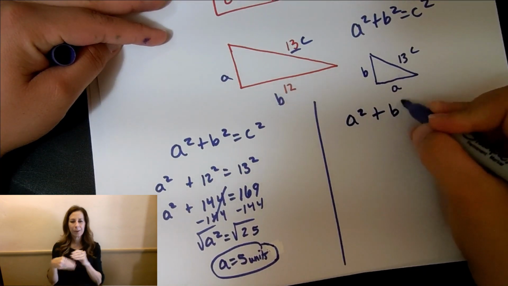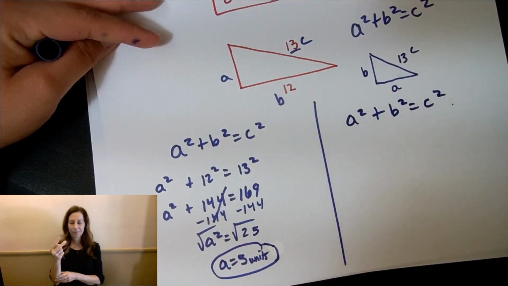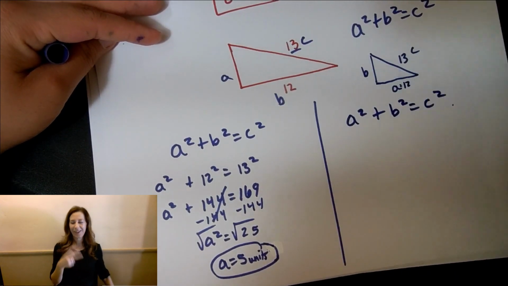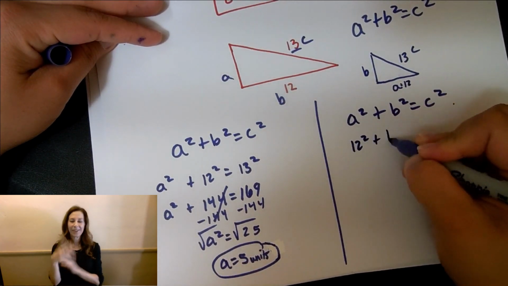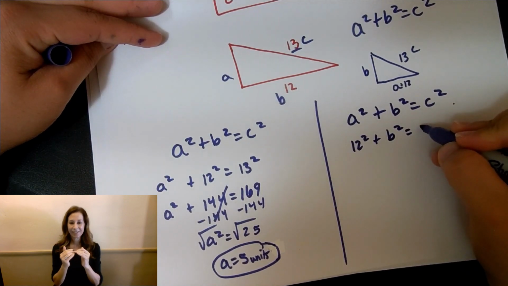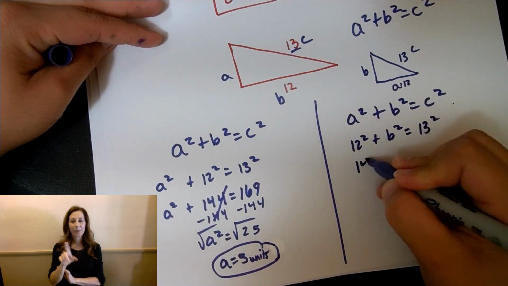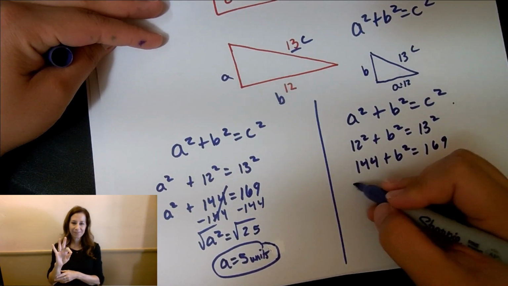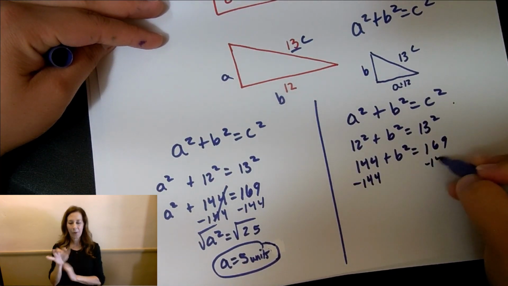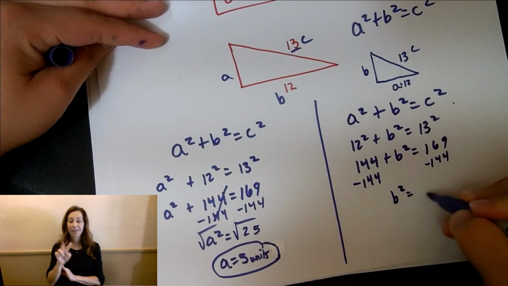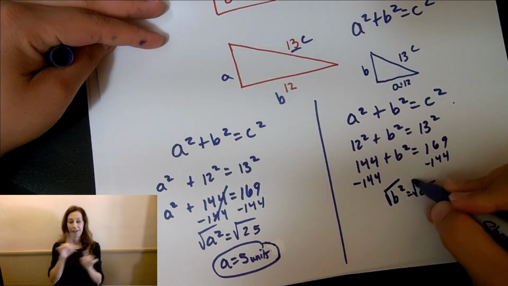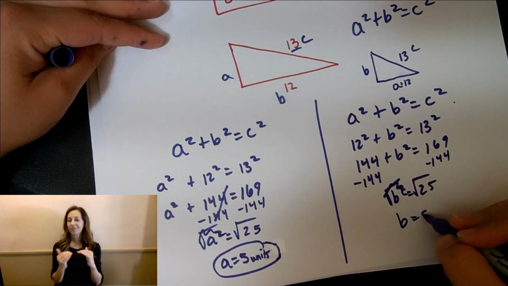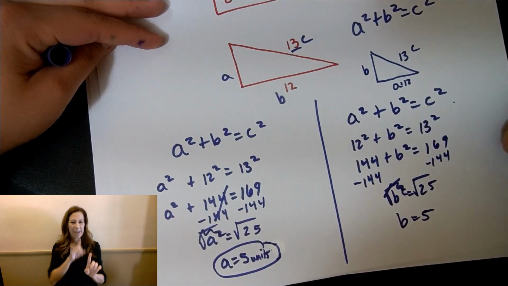A squared plus B squared equals C squared. You should still get the same answer. Okay, and this was 12. So 12 squared plus B squared equals 13 squared. 144 plus B squared equals 169. Minus 144, minus 144. B squared equals 25. Square root. That cancels, like that one cancels. So B equals 5. You still get the same answer.